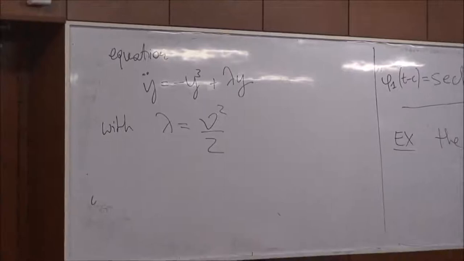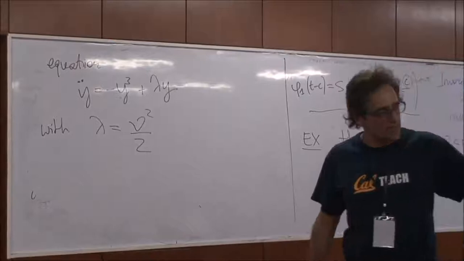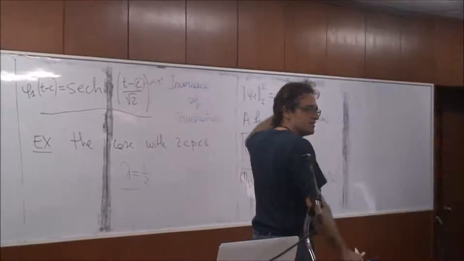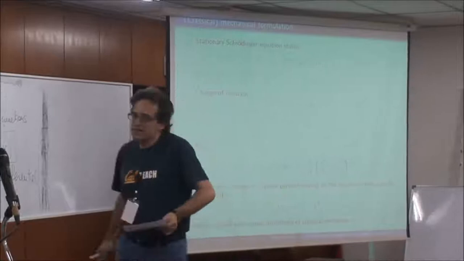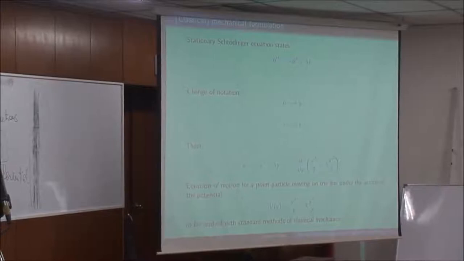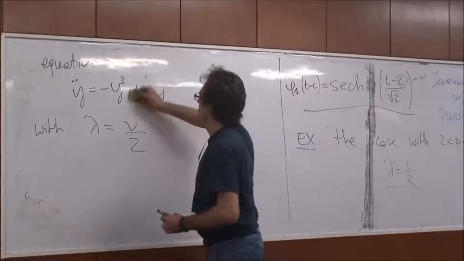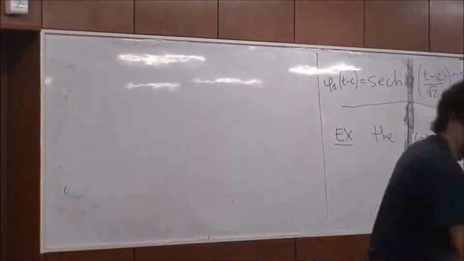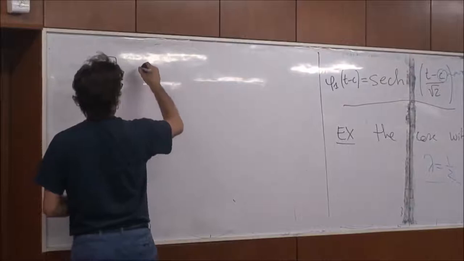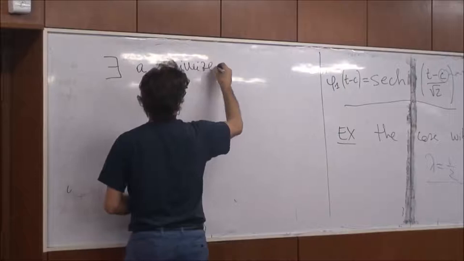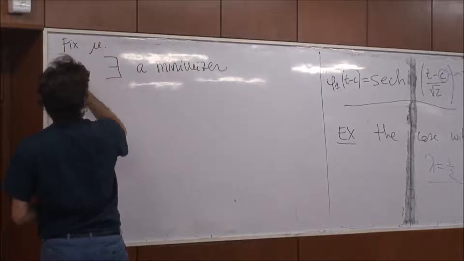So since we know that there exists a minimizer, this solution must be the minimizer. It's a sort of indirect way of finding the minimizer. It's quite indirect because I chose to use the elementary methods, but the schema is this one. So we go from concentration compactness: fix mu, and then concentration compactness, the abstract part, there exists a minimizer.